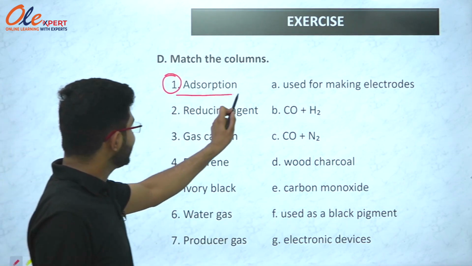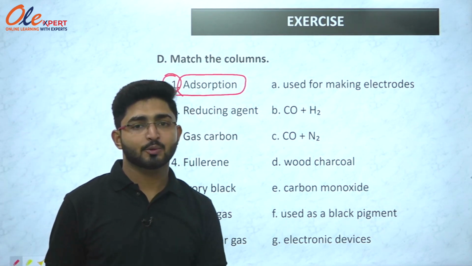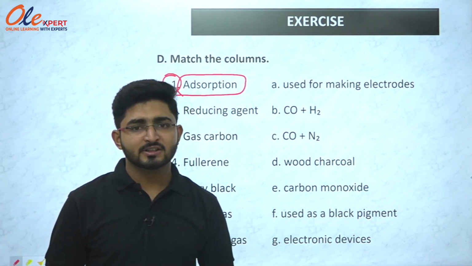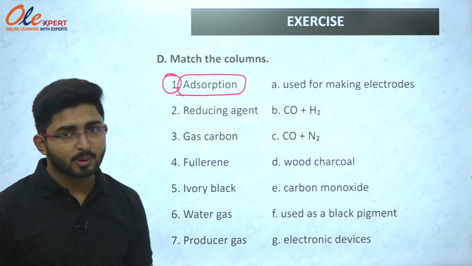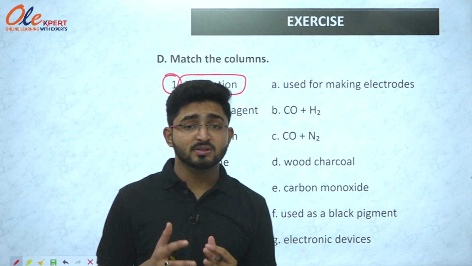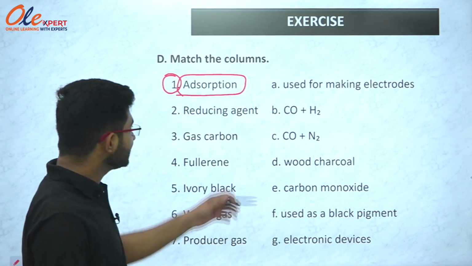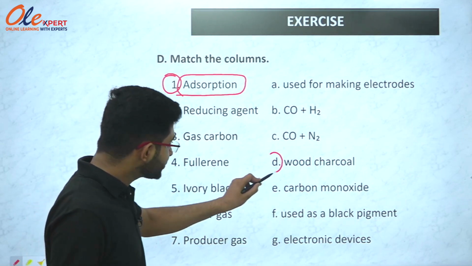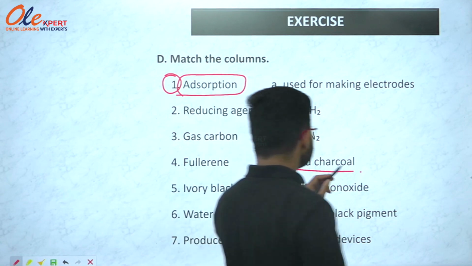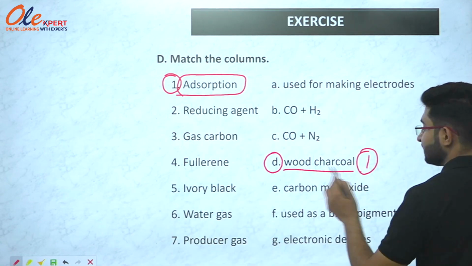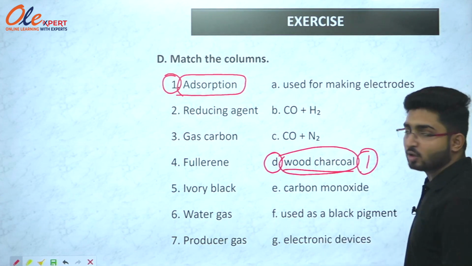What is adsorption? Adsorption is a property of any substance to attract gas, liquid or solid on its surface. So we know that wood charcoal has a physical property of attracting gases, liquids and solids on its surface, and this property is known as adsorption. So in the second column you can see that option number D, that is wood charcoal, is given over here. So you can write first or 1 in front of it because it is the correct answer for adsorption, because it possesses the property of adsorption.